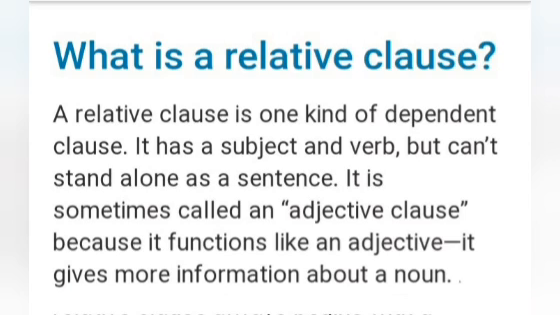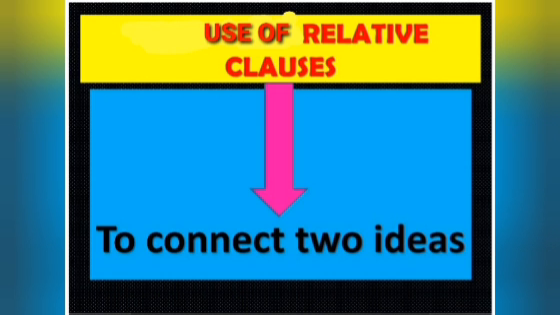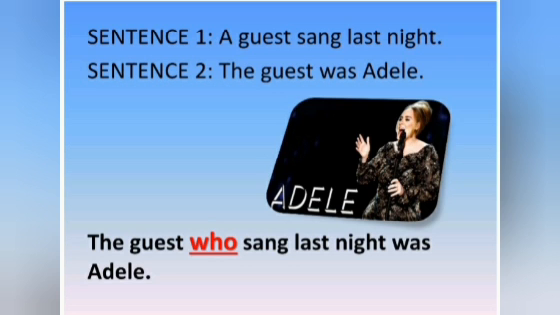Now, what is the use of relative clause? Why are we studying it? The use is to connect two ideas, two thoughts, but they are directing towards the same thing. Take, for example, a guest sang last night. The guest was Edley. Now, both the sentences are directing towards the guest. So, we can combine both the thoughts and write it in one as: the guest who sang last night was Edley.